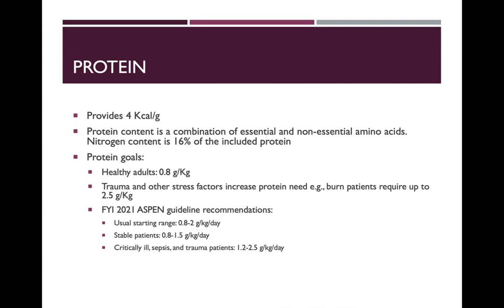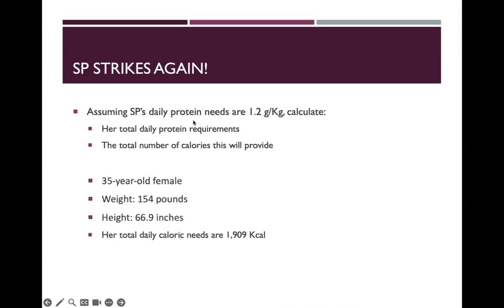All right, so let's do a little bit more practice here. Miss SP strikes again. So we're assuming her daily protein needs, again this is a range, let's say it's 1.2 gram per kilogram. What is her total protein requirement, and what is the total number of calories this will provide? Remember again, she's 35, she's 154 pounds, her height is 66.9 inches, and her total caloric needs are 1909. So it's the same exact math that we just did in the previous slide.